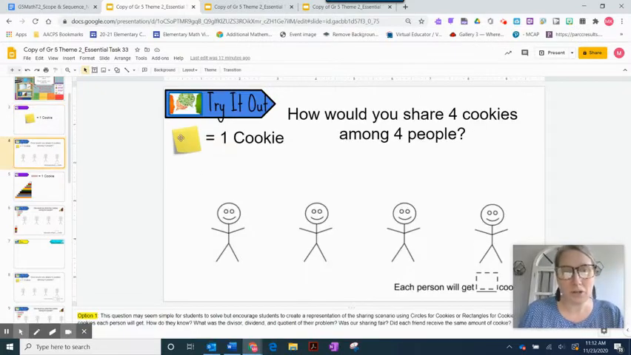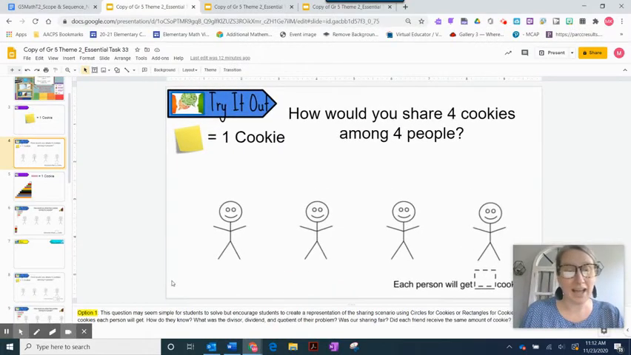So if one cookie is one Post-it note, you have 4 cookies, how could you share that among 4 people? How many would each person get? Here we're really talking about fair shares. We're talking about, did each person get that same amount of cookie distributed to them?